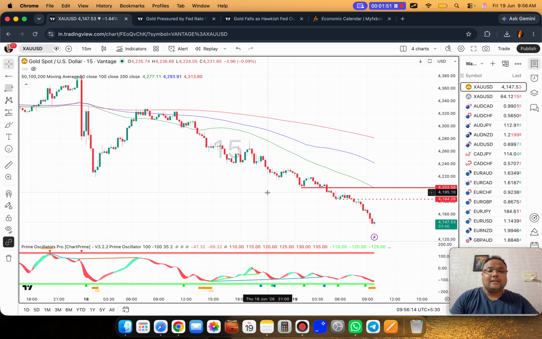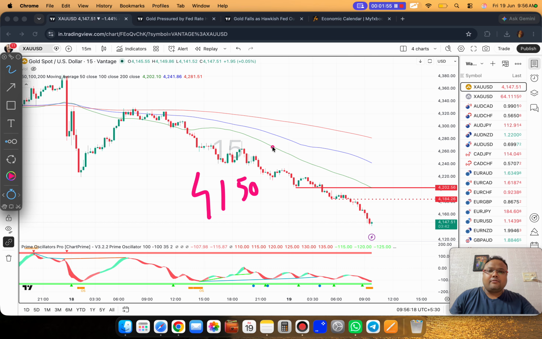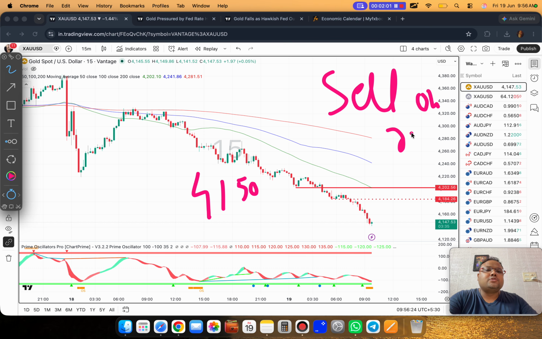So as I said, if you have any ongoing sell right now, you can hold your sell position. And if you're looking for a fresh position in the market, then as you know, sell on rise means whenever the market goes up, you can look for a sell position at resistance. So in this situation, your best selling opportunity will be around 4200.